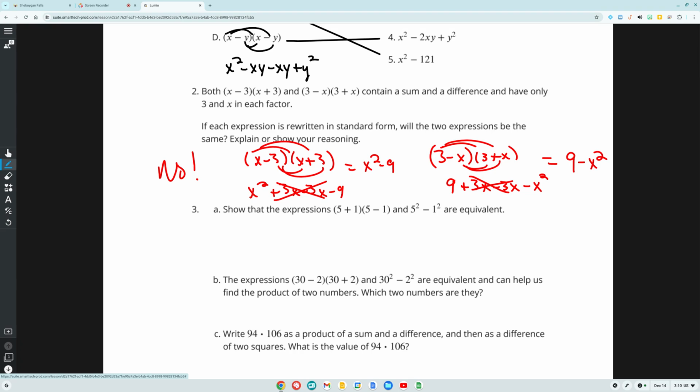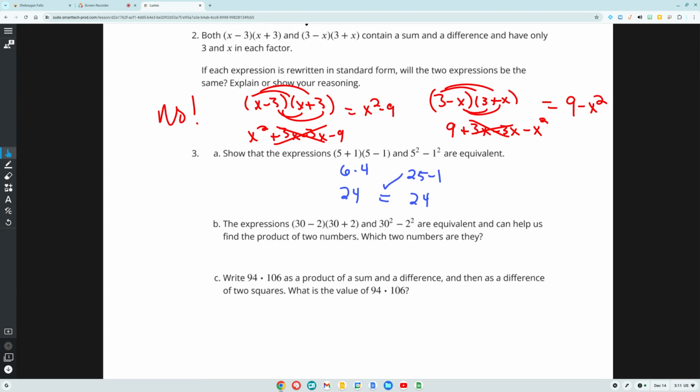3a says show the expression 5 plus 1 times 5 minus 1 and 5 squared minus 1 are equivalent. Well, there's a lot of different ways I can do this, but probably the quickest way here, because we're just trying to show that they're equivalent: 5 plus 1 is 6. 6 times 5 minus 1, which is 4. We know 6 times 4 is 24. 5 squared is 25. 1 squared is 1. 25 minus 1 is 24. They check out. They're the same.